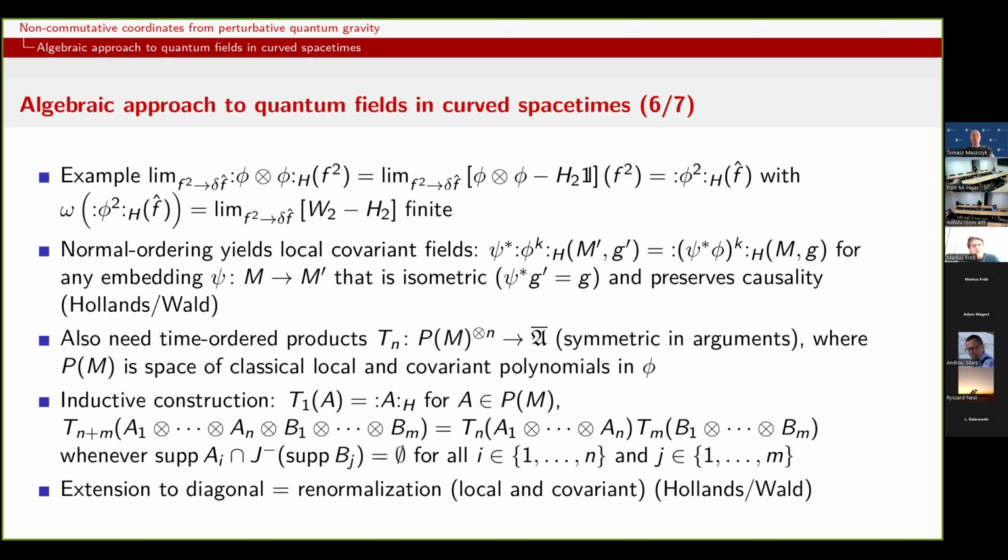And to define these time-ordered products as proper distributions, one has to extend them to the diagonal. This is what in flat space corresponds to renormalization. One can show that one can always do this. It's long to make this precise, but it was done by Hollands and Wald about 20 years ago. I don't want to go into details at this point, just to say that one needs to do this.